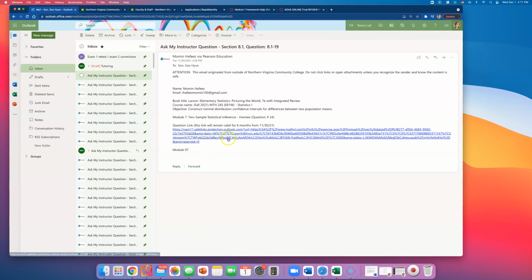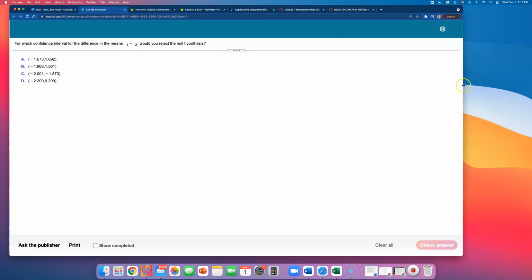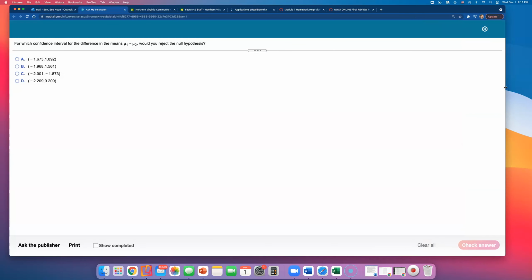The next one is number 24 on module 7 homework. All right, for which confidence interval for the difference in the mean mu1 minus mu2 would you reject the null hypothesis? Now, whenever you are doing a hypothesis test to compare mu1 and mu2, I should write this down.